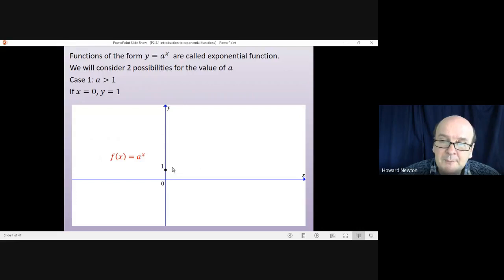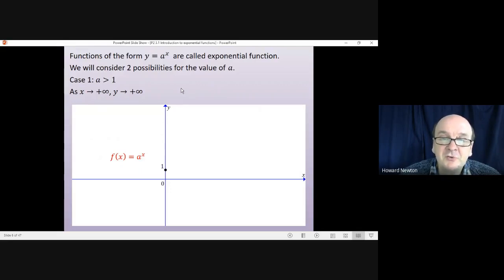Now we'll think about what happens if x gets bigger and bigger as we head towards the right-hand side of the graph. The technical way of saying that is what happens as x tends towards plus infinity. Well, as x tends towards plus infinity, we'll have a number bigger than 1 to the power of a number which is getting bigger and bigger. So as x gets bigger, y is also going to get bigger. As x tends towards plus infinity, y also will tend towards plus infinity.